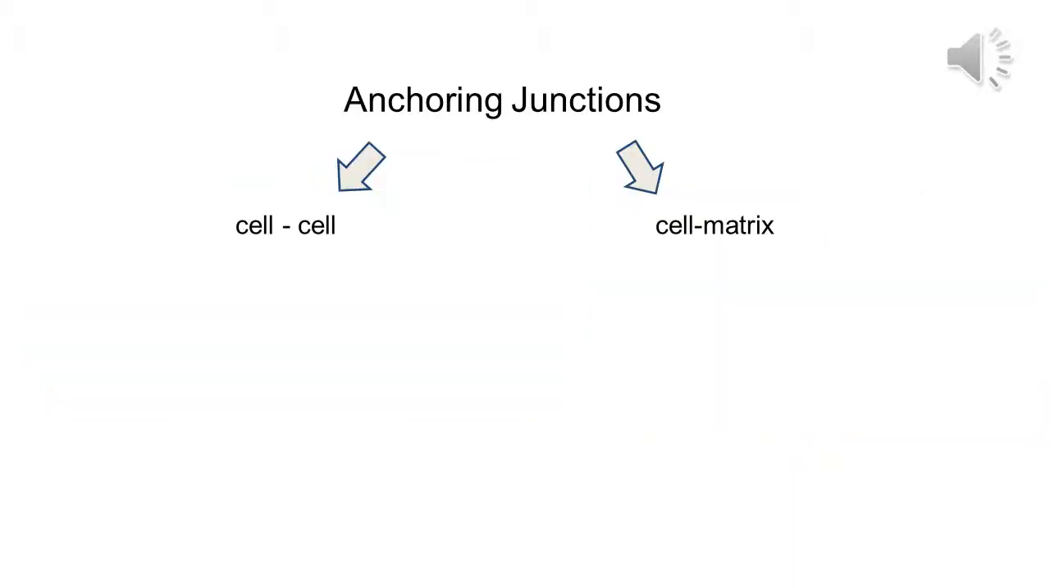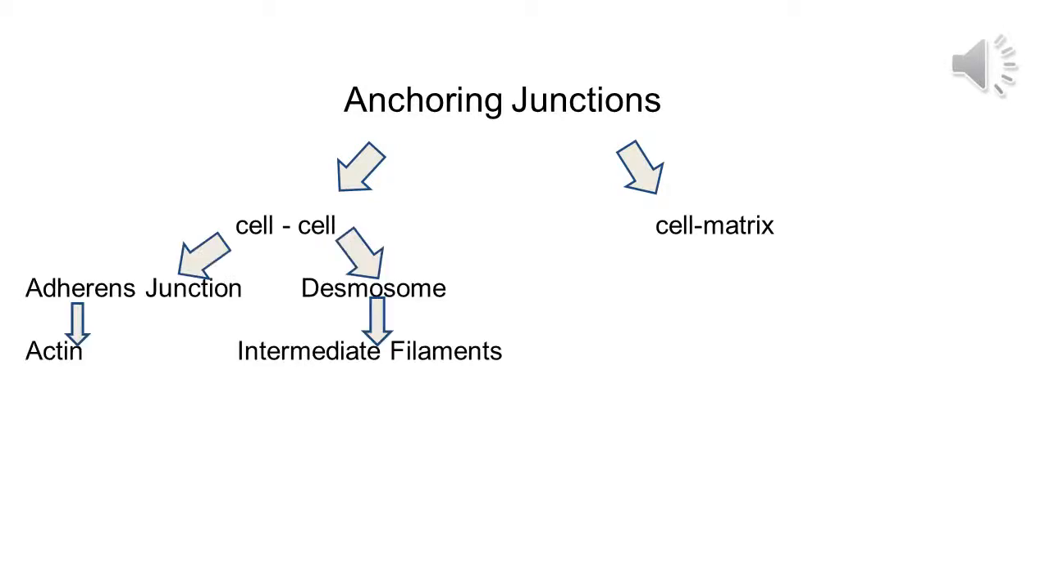Anchoring junctions are used to hold cells to each other and cells to the extracellular matrix. In connective tissues, there are many more junctions that are holding cells to the extracellular matrix than cells to each other. In epithelial tissues, the opposite is true. There are two types of cell-to-cell junctions, adherence junctions and desmosomes. What distinguishes these two junctions are the cytoskeletal filaments that the neighboring cell is being anchored to. In adherence junctions, this is actin, and in desmosomes, the intermediate filaments.